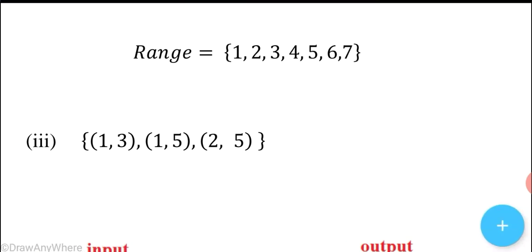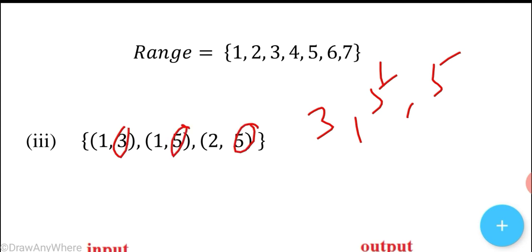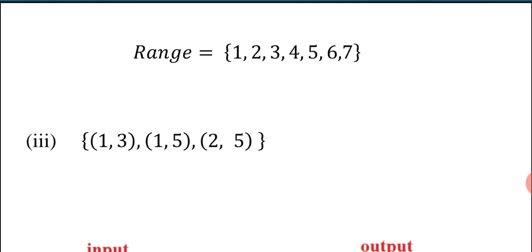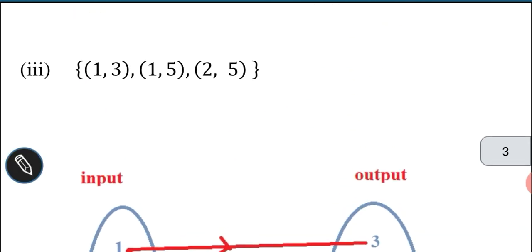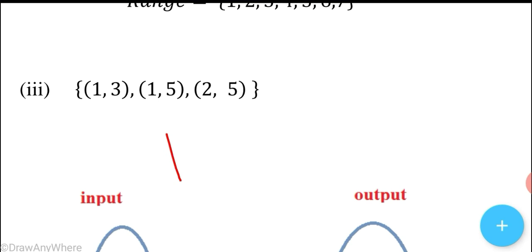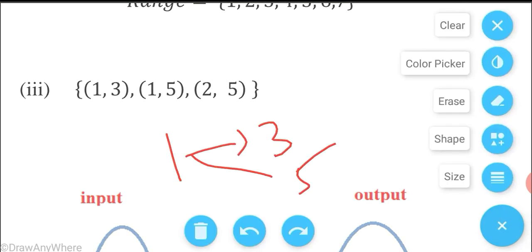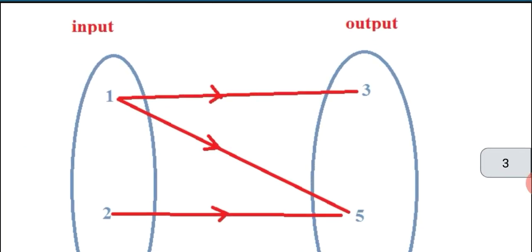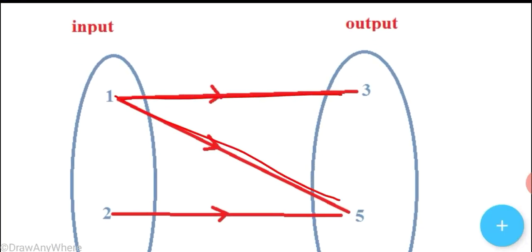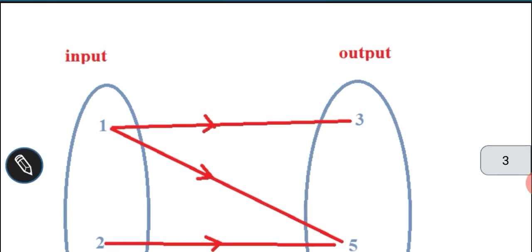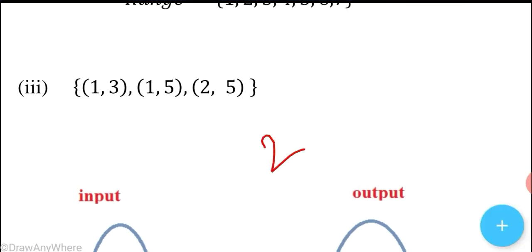The second element in each pair is 3, 5, 5. Here also 5 is repeating, but we should write 5 one time only. So on the output side we have 3 and 5. Now 1 is associated with 3 and 5. So plot 1 associated with 3 and 5, and 2 on the input side is associated with 5.